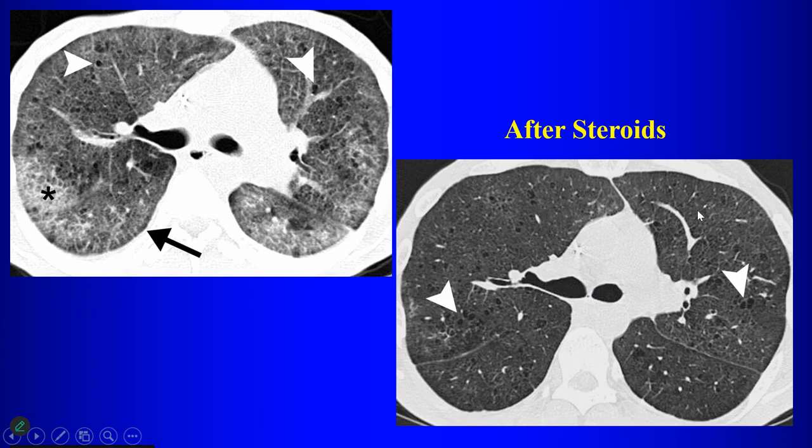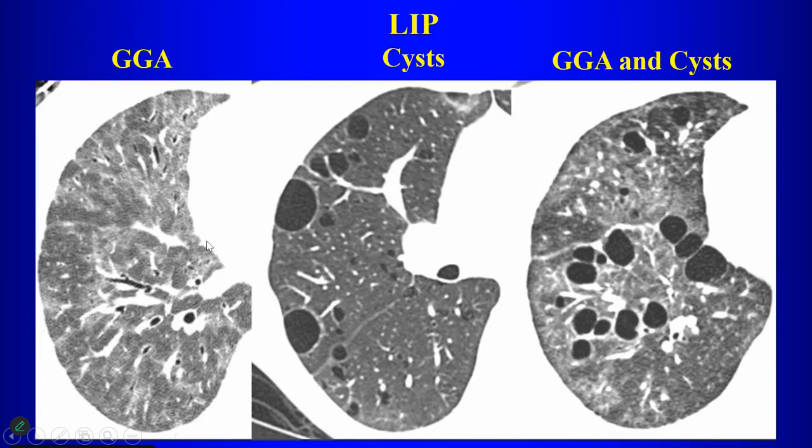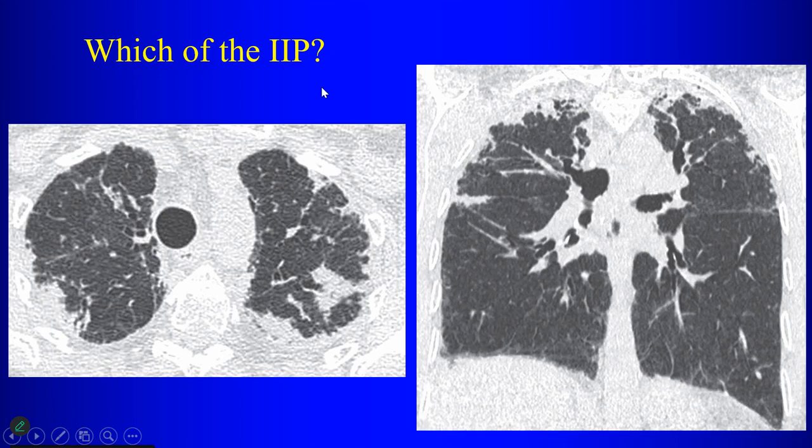Here's an example with ground glass and cysts treated with steroids. The ground glass got better, but you can see the background cysts there. More examples, ground glass opacity, predominantly cysts, ground glass and cysts. Right? So cysts are the most important or the most really specific finding for LIP. Okay. What about this case?